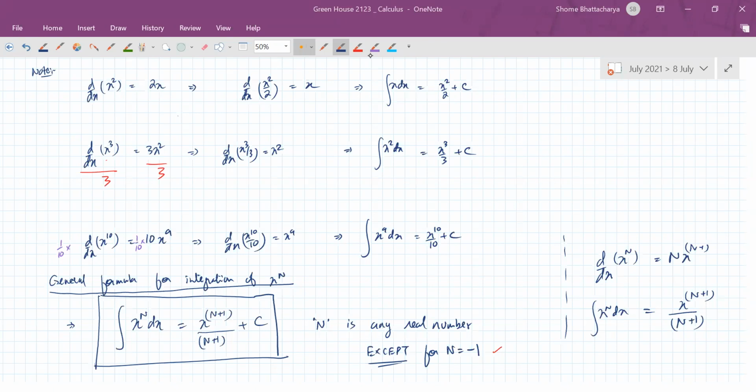Yeah, Rishikesh, just write down this formula now, and when I explain it with examples, this will become clear.